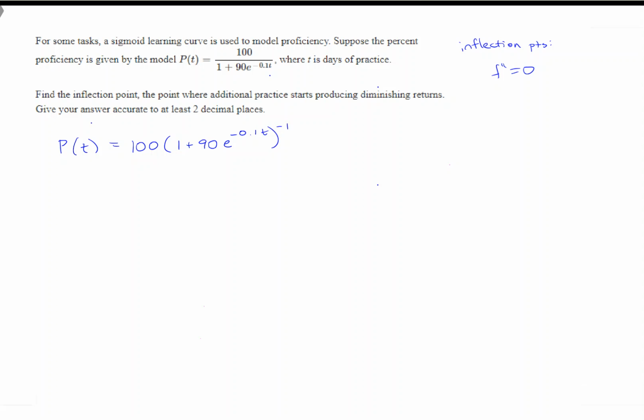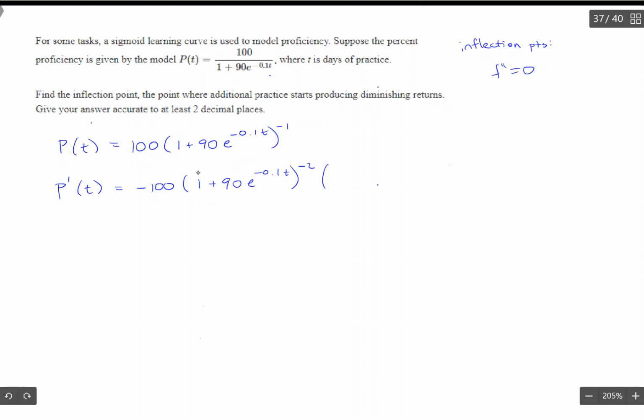All right, now the first derivative, we can use the chain rule. So I would bring negative 1 down, multiply it against the 100. So negative 100 times (1 + 90e^(-0.1t)), subtract 1 from that exponent, multiply by the derivative of the inside part. So the derivative of the inside part of this function right here is going to be 90e^(-0.1t), but that inside part also requires a chain rule, so then I need to multiply by the derivative of the inside of this function, which is negative 0.1.